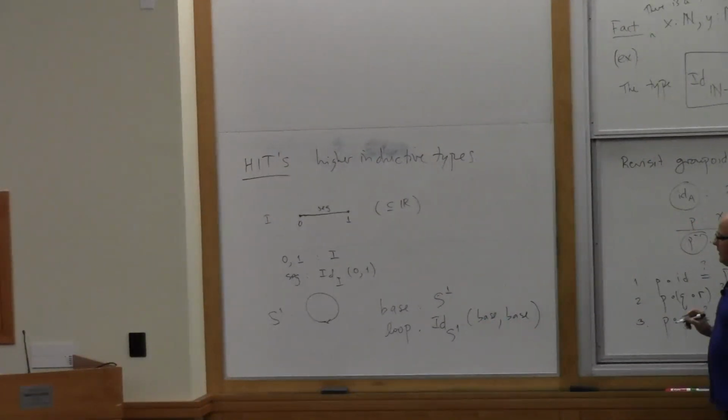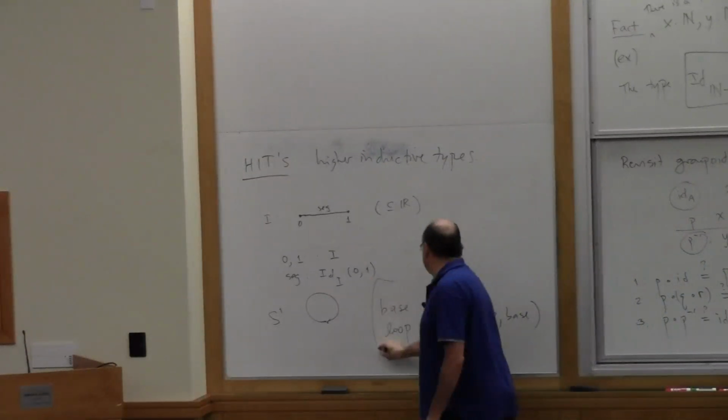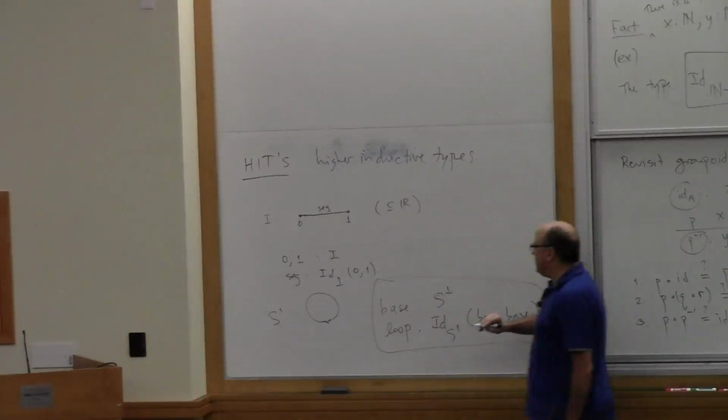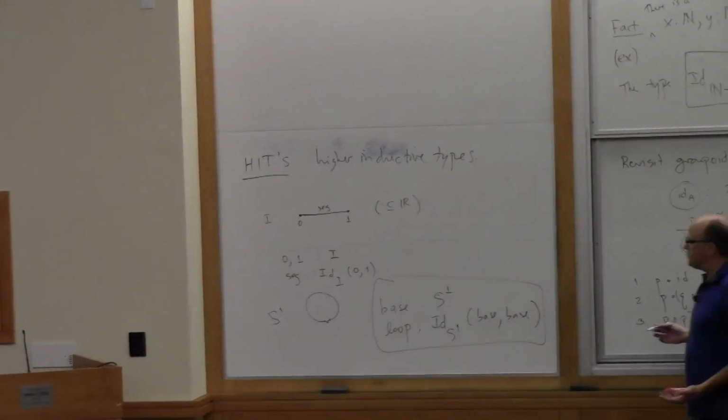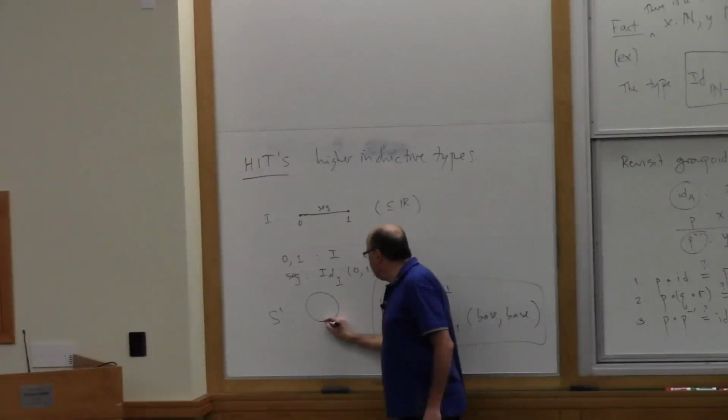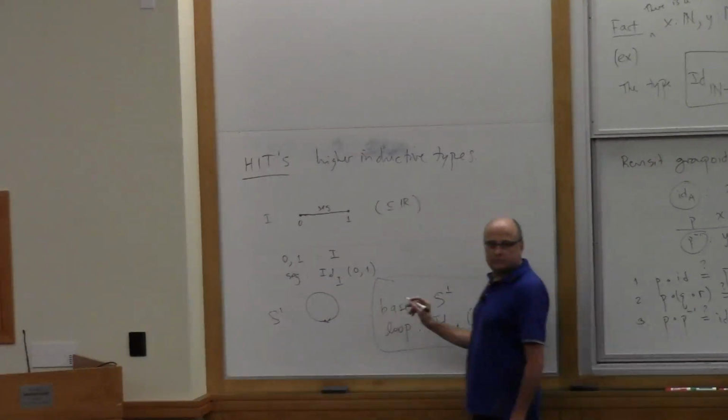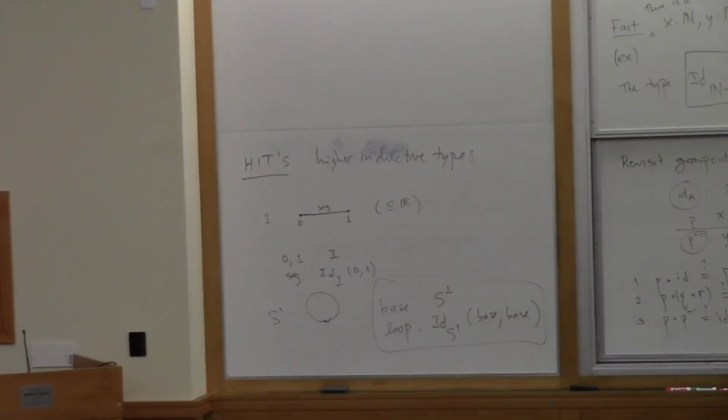That's an example, and that's a higher inductive definition of the idea of a circle. Okay, that's what a circle is, topologically speaking. It has a distinguished point, and you can go around it. Okay, and that's what it's used for.